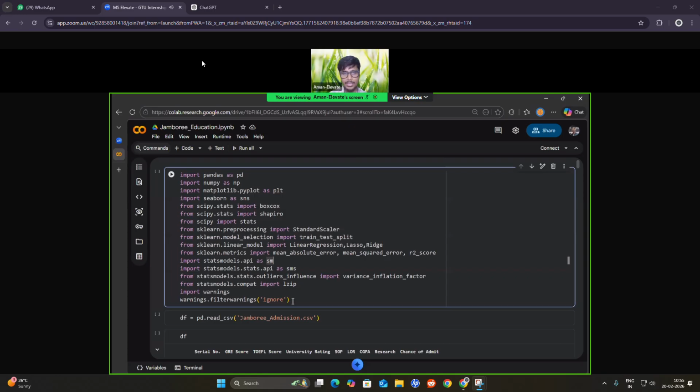Now you can see a lot of different concepts there. Box-Cox, Shapiro, meaning some hypothesis testing, are also there. Standardization and normalization are also there.